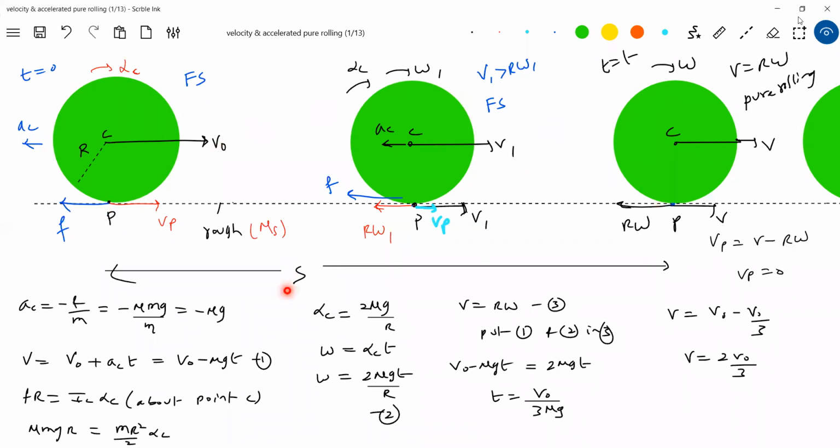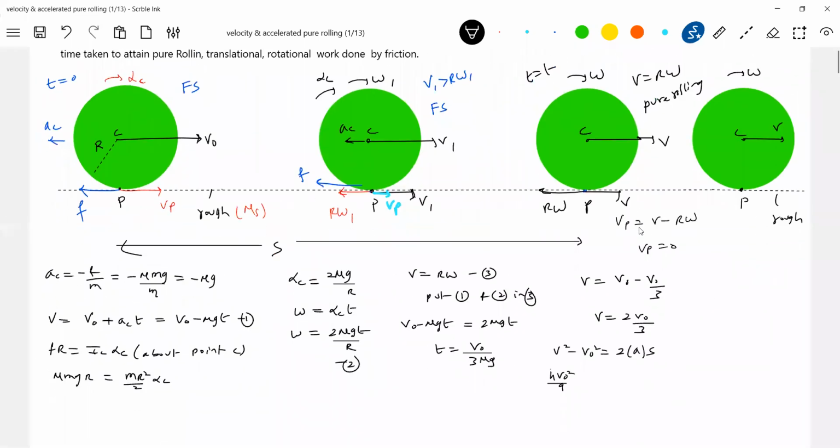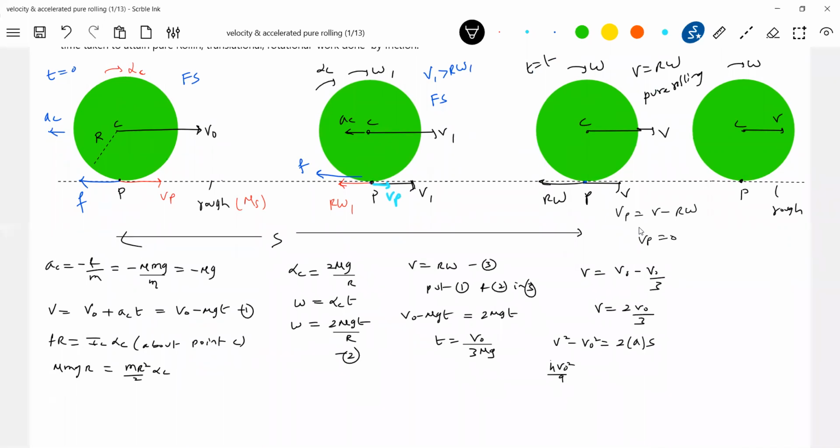So let's calculate the distance covered. How to calculate distance covered? I'll take the help of the center of mass. What was the initial velocity of the center of mass? V naught. The final velocity is this one. So I'll have many formulas here. V square minus V naught square equals 2 a S. V is what? 4 V naught square by 9. You have everything in front of you. Make the observation very clearly.